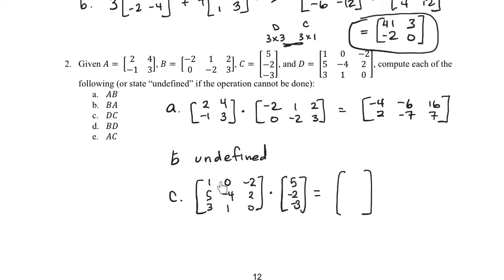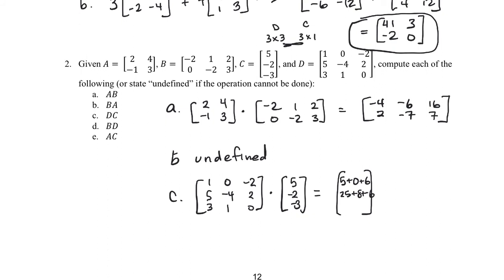So this first entry is row 1 with column 1. So 1 times 5 is 5. 0 times negative 2 is 0. And negative 2 times negative 3 is 6. This is row 2, column 1. So row 2, column 1, we have 5 times 5, which is 25. And we have negative 4 times negative 2, which is 8. And then we have 2 times negative 3, which is negative 6.